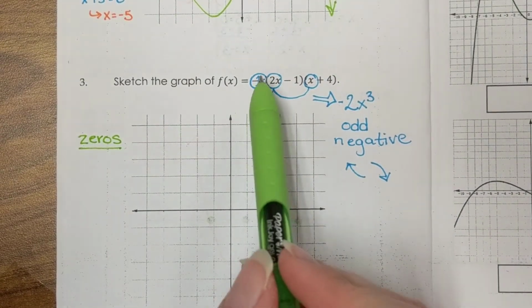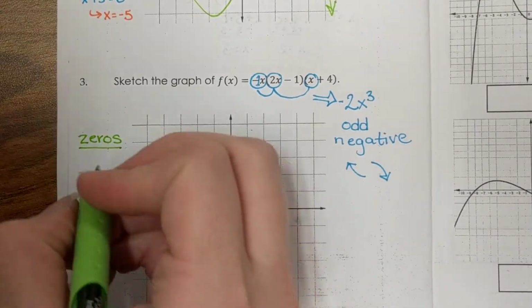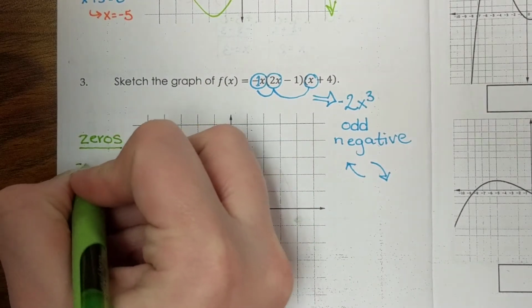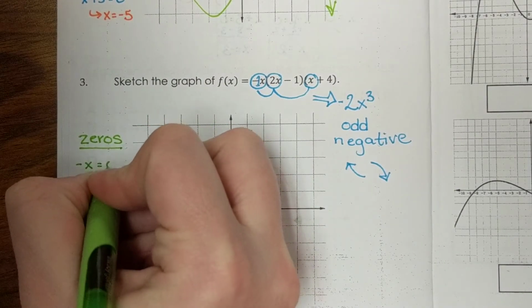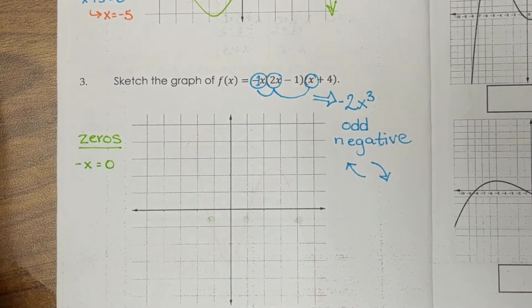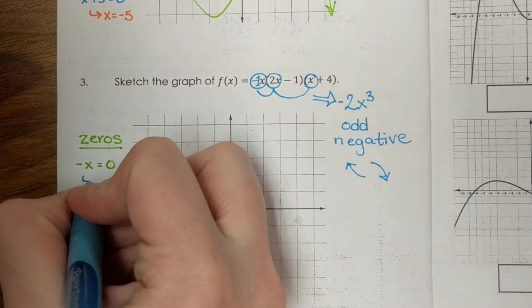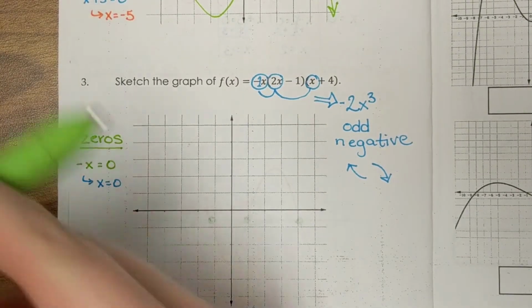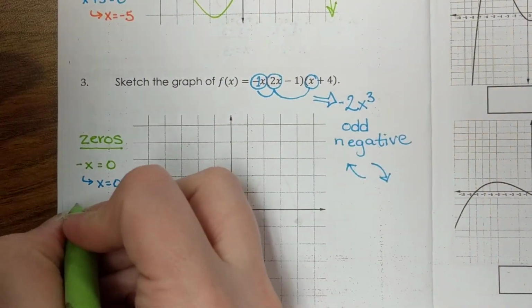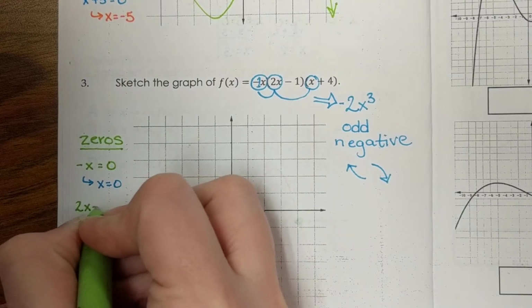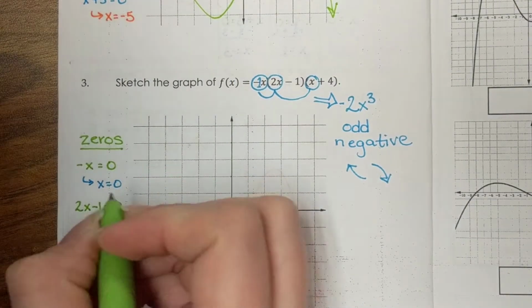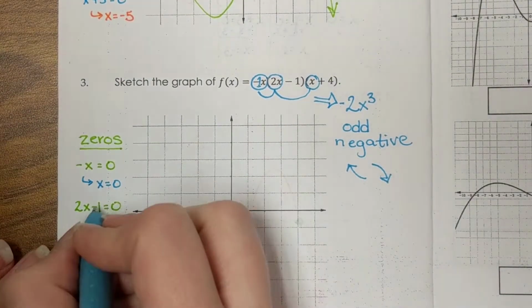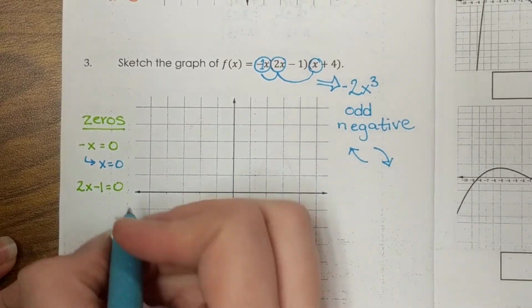See, this one has a GCF in the front, so you still have to find out what that GCF would be. So you're going to do negative x equals 0. So remember, negative 0 is still 0. So this one is just x equals 0. Do the same thing with the next one. Now this one's a little bit trickier. 2x minus 1 equals 0. So I'm actually going to solve this one since it's a little trickier.